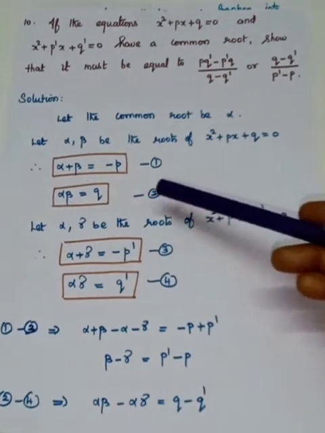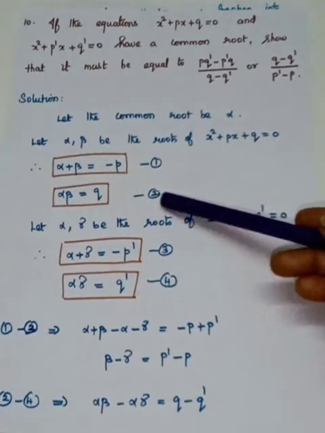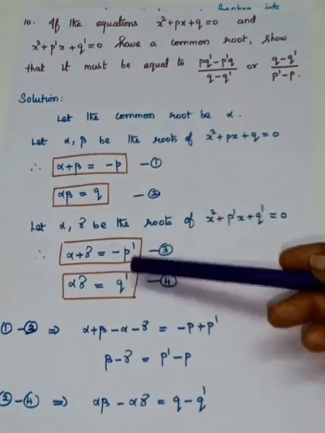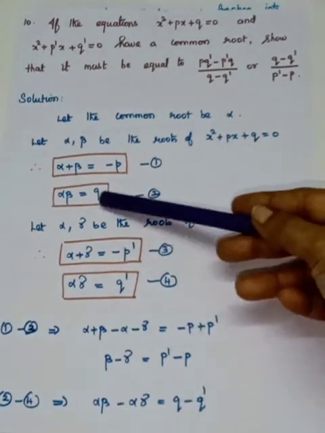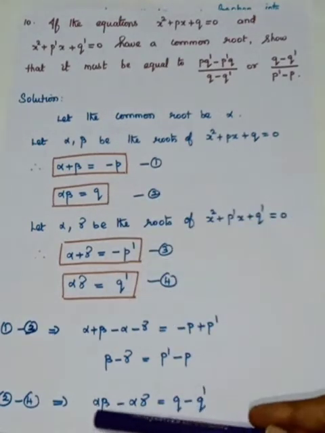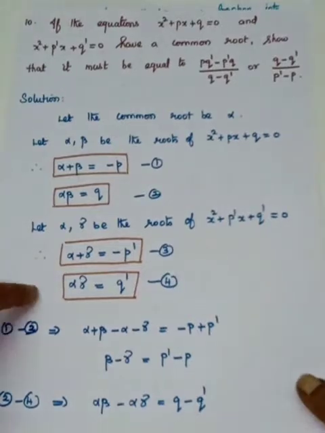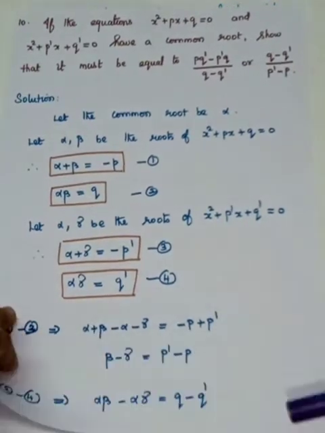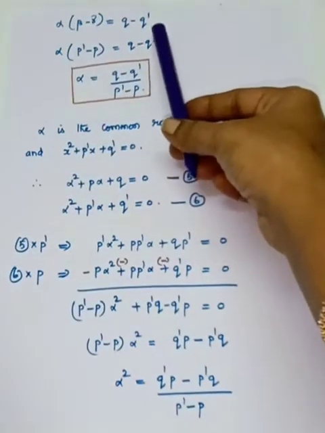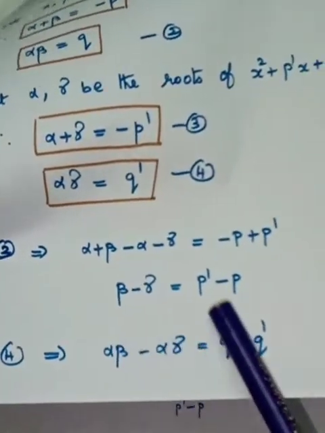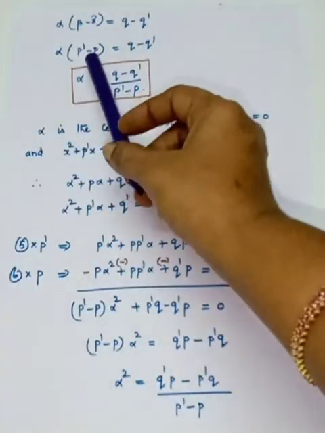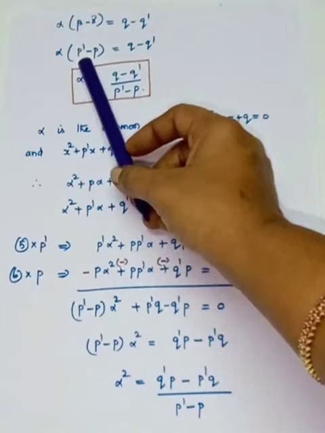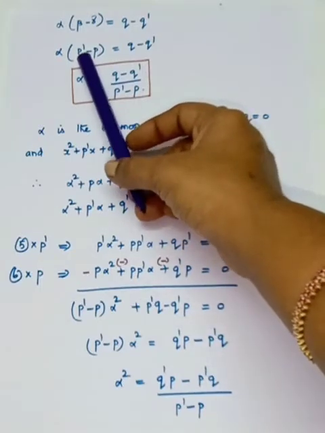Next you take the second and the fourth result and subtract. Alpha beta minus alpha gamma is equal to q minus q dash. From these two, what is common? Alpha is common. If alpha is taken out, what is remaining? Beta minus gamma, that is equal to q minus q dash. Here we have found that beta minus gamma is p dash minus p. So here if you substitute, beta minus gamma is p dash minus p.